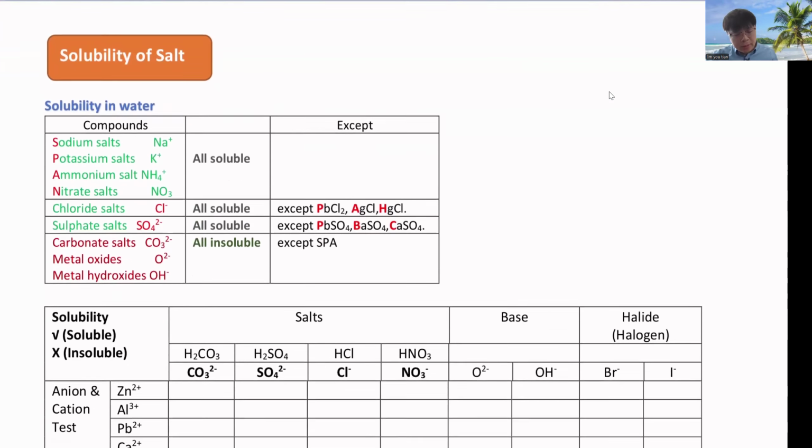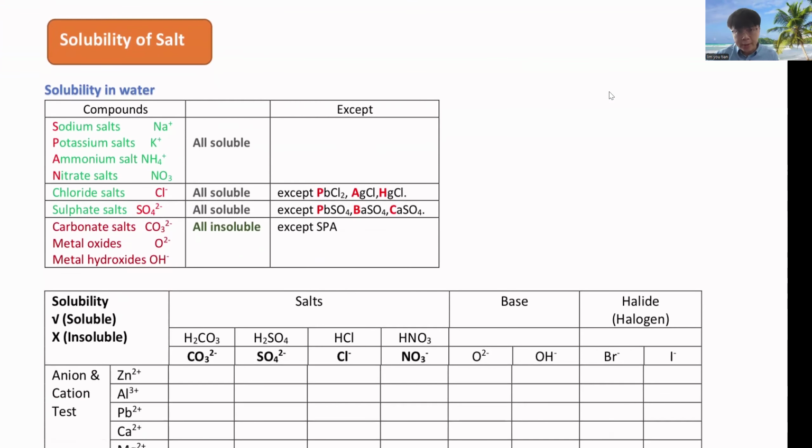So the first important thing that you need to know is the solubility. Okay, the whole short chapter is related to solubility. So you start with the first one. First, anything with sodium, potassium, ammonium, nitrate, meaning anything with Na, K, NH4, and NO3, will be soluble. How do you remember? You remember SPAN, soluble. Okay, so you write down for me this one. SPAN, soluble. Anything with sodium, potassium, ammonium, nitrate will be soluble.